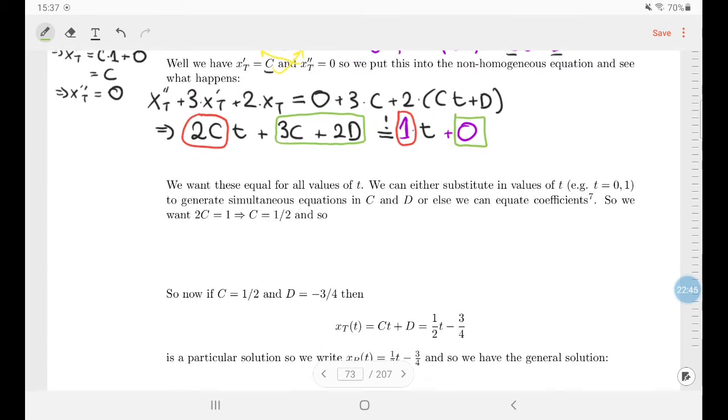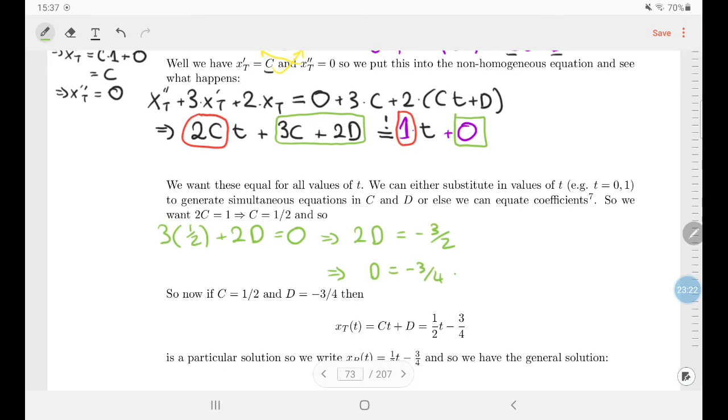You just compare coefficients. So we want 2c, the red bit, to equal 1, so c is equal to half. And what do we want to do with the green bit? We want 3 times c, which is a half, plus 2d to equal 0. 3 halves is 3 over 2. We can take that away from both sides. So we want 2d to equal minus 3 over 2. And then you want to get d on its own. It's multiplied by 2, so divide both sides by 2. And you get d is equal to minus 3/4.